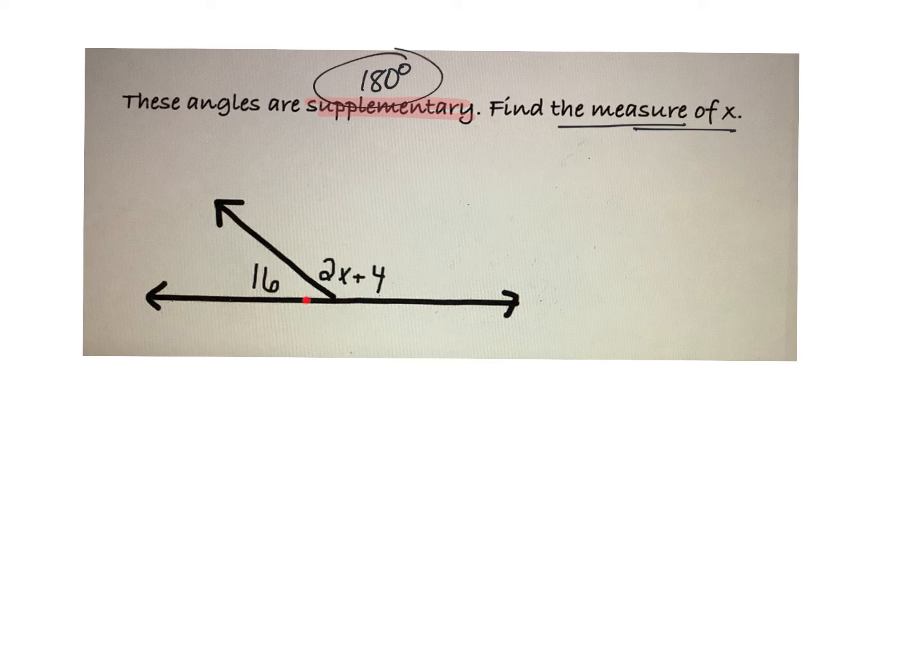So I see this angle. It measures 16 degrees, this little one right here. And then this angle, it's an obtuse angle, measures 2x plus 4. I know together they make a straight line. And I can see that right here. Right? This is a straight line.